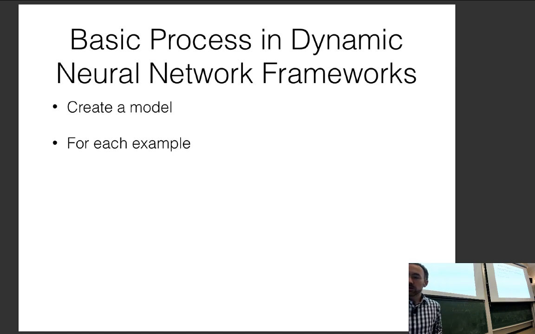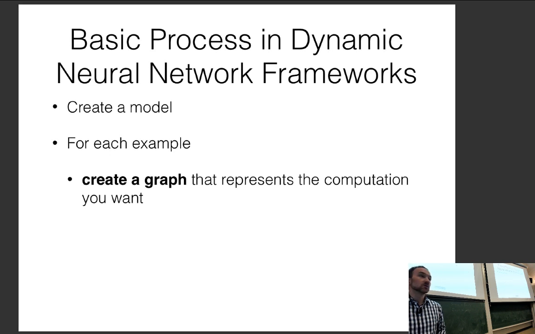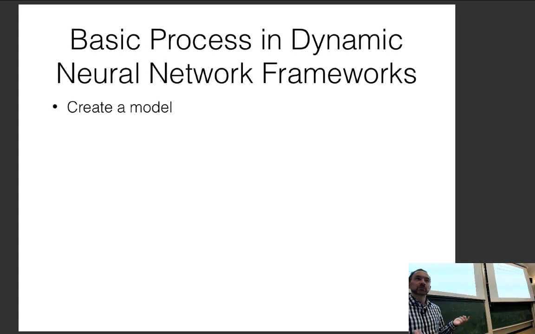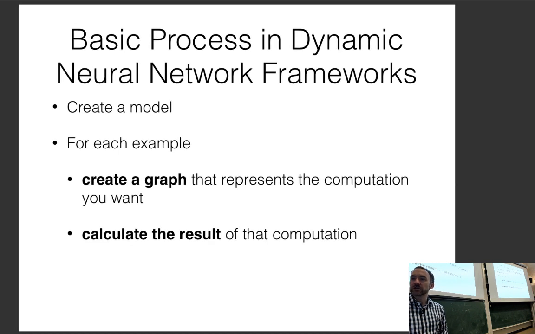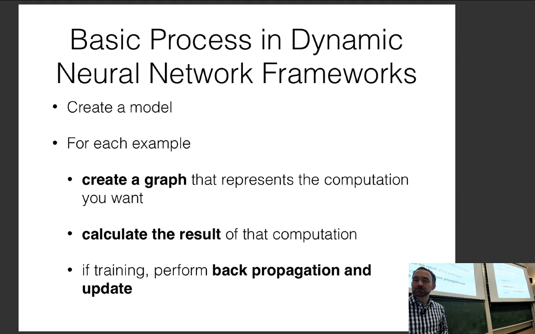In dynamic neural network frameworks, the way it works is you first create a model, or you create parameters for the model, the things that you want to optimize. These might be weight matrices, bias terms, tensors, whatever. Then for each example in your training data, or maybe each mini batch, you create a graph that represents the computation that you want. And you calculate the result of that computation. And if you're training, you perform back propagation and update.